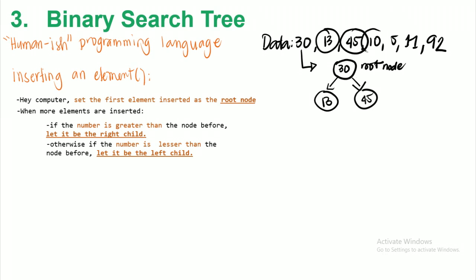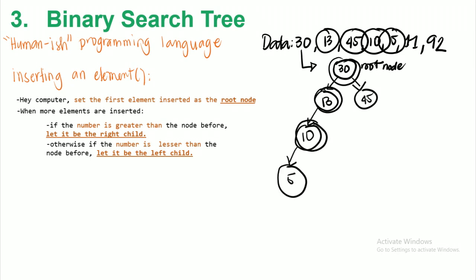Then, for the next element, 10, since 10 is lesser than 30, it goes to the left node. And since there's already another left node, 10 then compares itself to 13. And since 10 is still lesser than 13, it goes to the left node of 13. Then, when we insert number 5, since 5 is lesser than 30 and it is also still lesser than 13 and it is still lesser than 10, it goes to the left node of 10.